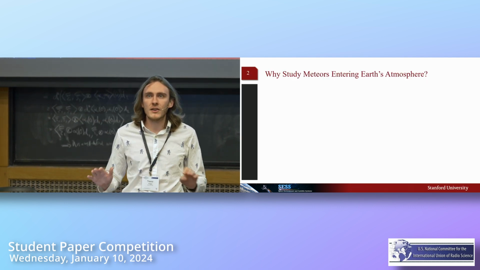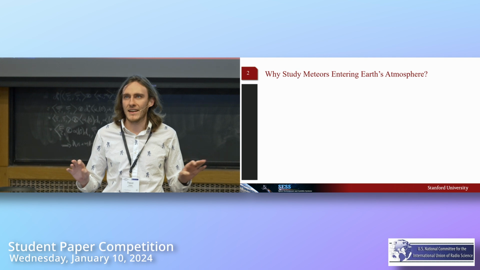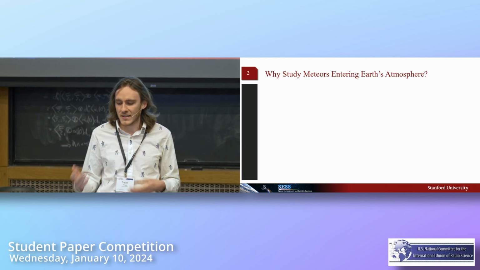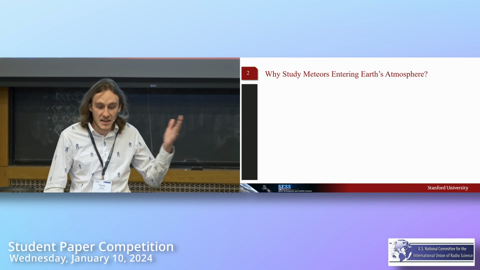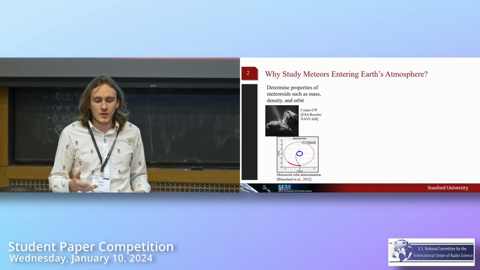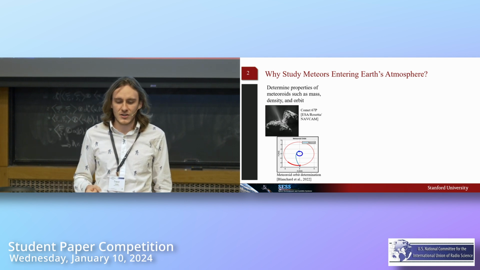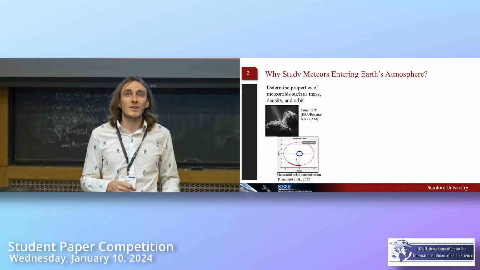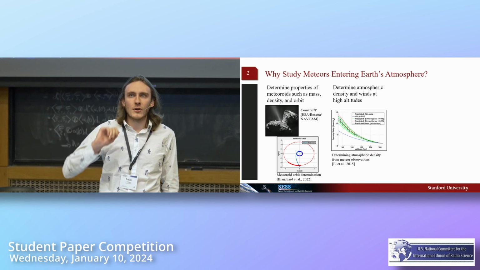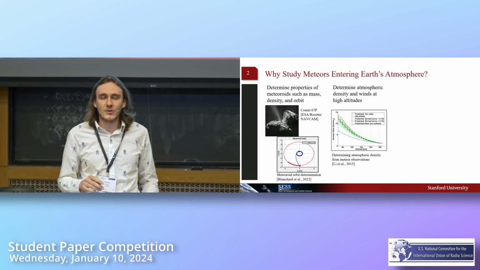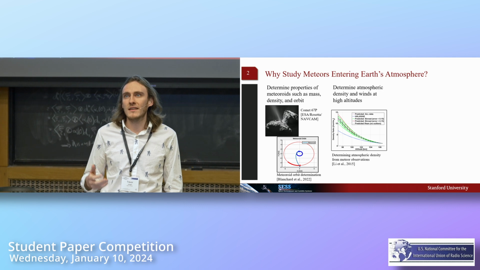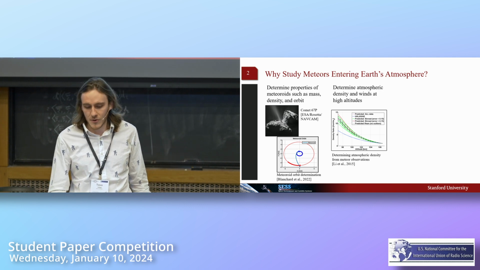So why are meteors entering Earth's atmosphere so fascinating? And I should clarify that I'm talking about very tiny particles that are constantly entering Earth's atmosphere on the daily, not big meteors. Well, we can use what we see on the radar of these meteors to determine properties of these particles, such as their mass and density, and also the orbit that they come from. We can also use these meteoroids and their meteor signatures to determine properties of the atmosphere that they enter. So density and winds at altitudes that are very hard to observe otherwise.